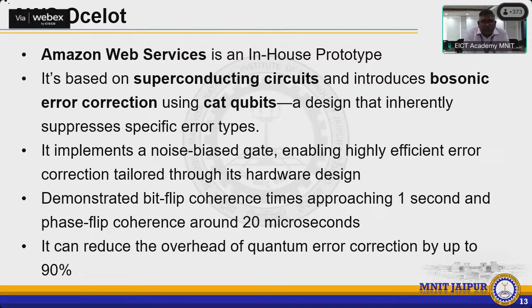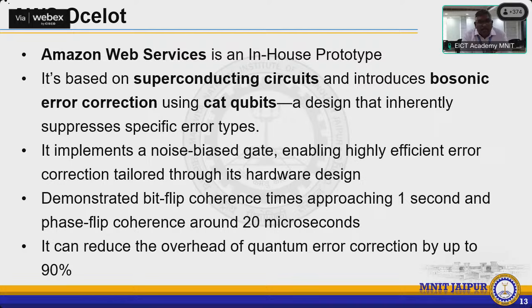It is based on superconducting circuits called bosonic circuits. You must have heard of fermions and bosons. Here is where bosonic error correction using cat qubits comes in. Again, we'll study more about bosons and fermions later also. I think in QT-02, or in this course itself, you were introduced to fermions and bosons. So cat qubits are basically a design that inherently suppresses specific error types. Just like you had a very low error rate in Majorana or in Google Willow, Ocelot also talks about this. But Ocelot is also not a fully implemented processor. So that's something that we can look at. It demonstrates bit flip coherence approaching 1 second and phase flip coherence approaching 20 microseconds.